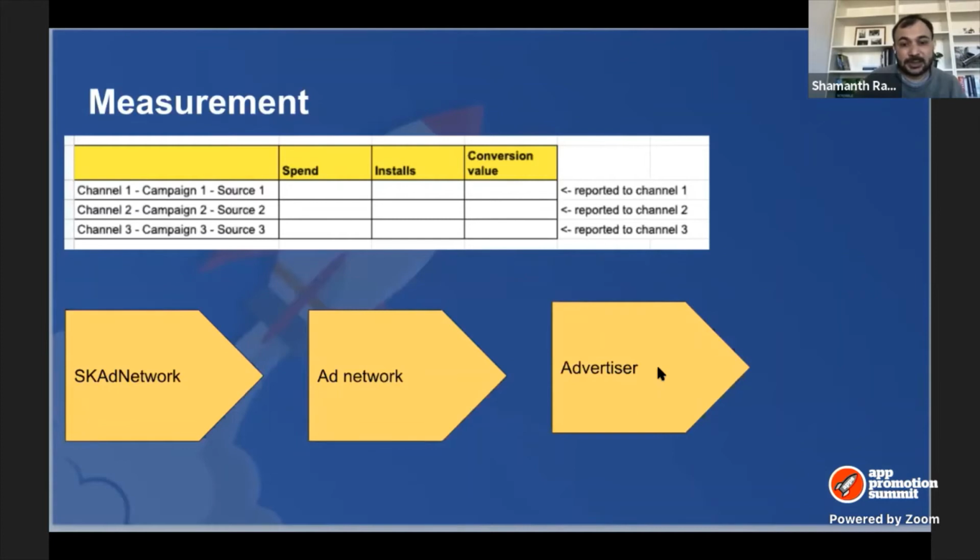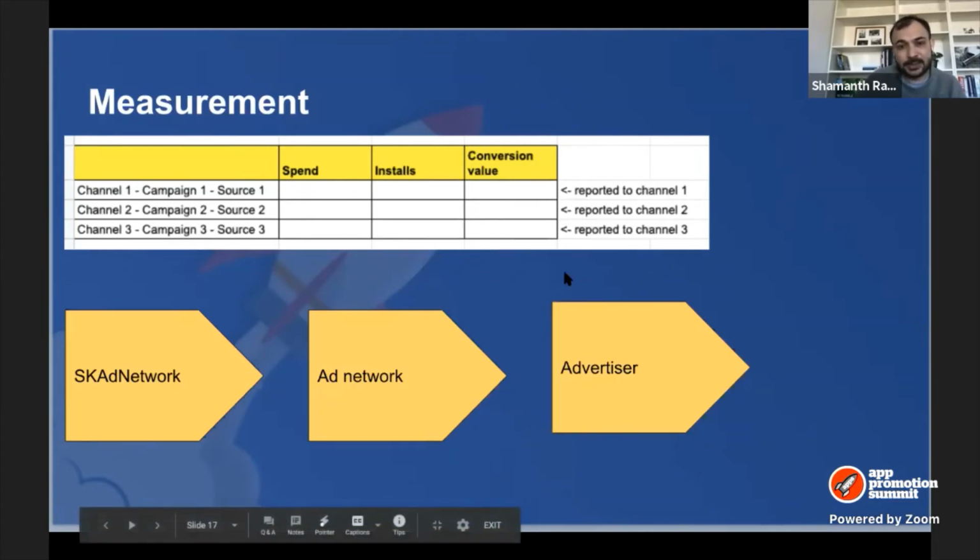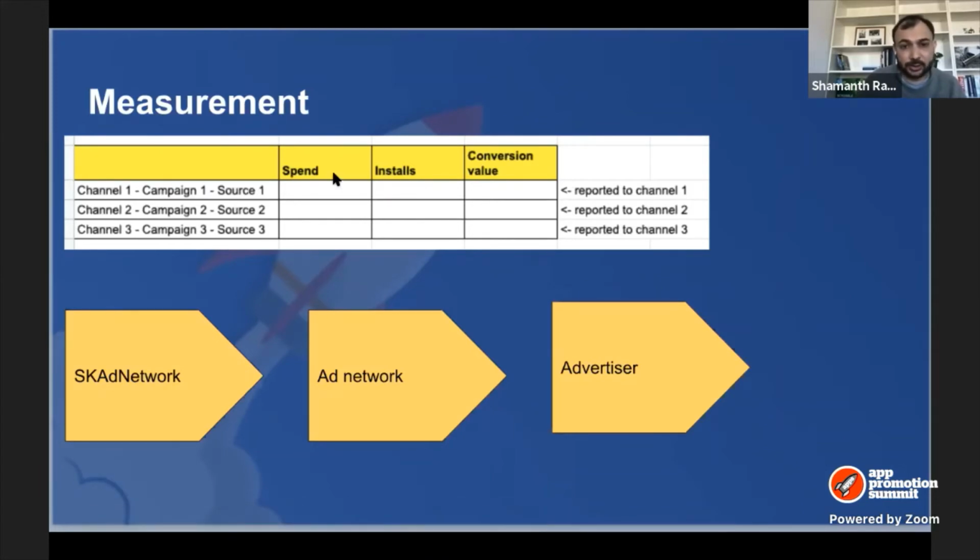In terms of measurement, as I said, the conversion value is reported by SKAdNetwork to the ad network, which in turn will report the conversion value to you. This will be intermediated by MMPs if you're choosing to use those. So this is what your dashboards can look like: spend, installs, conversion value, and this is how you calculate what your ROAS will look like. All right. Something else to note is that a big challenge with SKAdNetwork is it is still last click attribution.